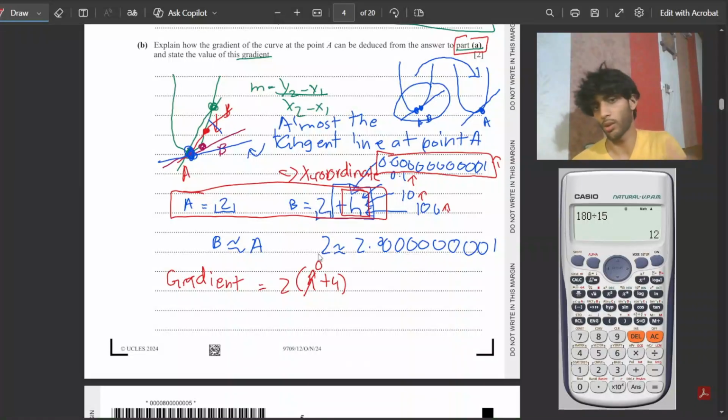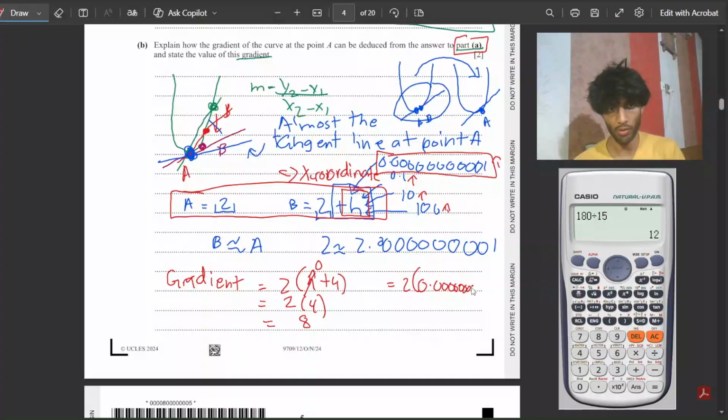It's really close to 0, so it's almost 0, and therefore the value is going to be simply 2 times, so 0 plus 4 is 4, so it's going to be 2 times 4, which is just going to be 8. Or if you want, you can put a really tiny value in here. Let's say you put h as 0.0000000000001 plus 4, and then again, the answer is going to be 4.000000000, right?